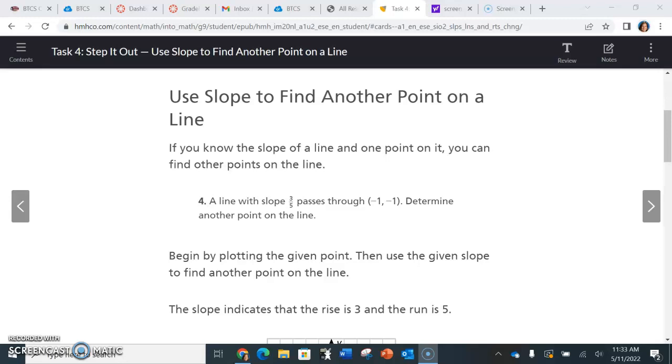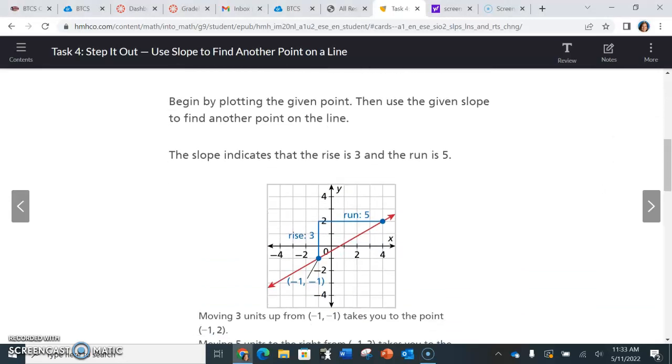Determine another point on the line. Begin by plotting the given point. Then use the given slope to find another point on the line. The slope indicates the rise is 3 and the run is 5. So here's the given point, (-1, -1).